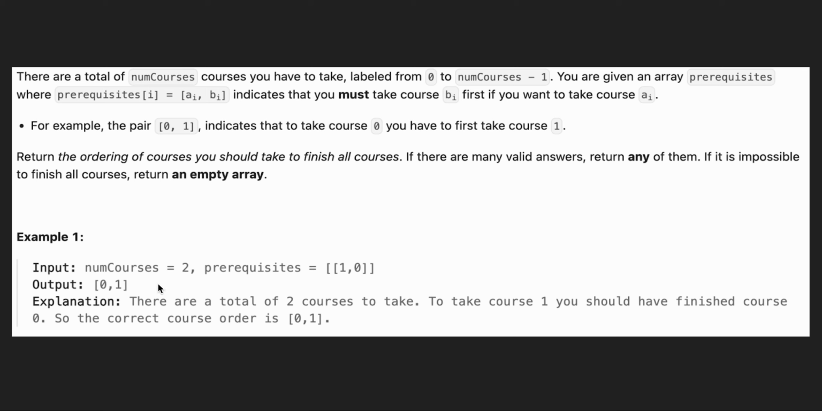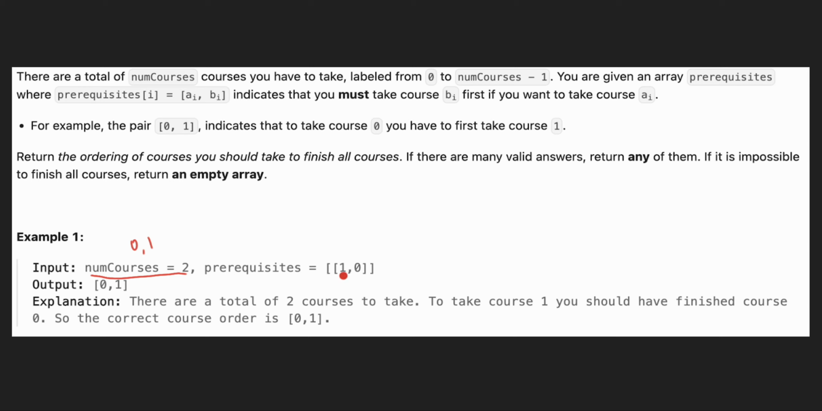Hi everyone, it's Sorkin. Today we have a problem where we are given courses, and we are also given a prerequisite for each course. For example, in this case, we are given two courses, 0 and 1, and also we are given prerequisites.